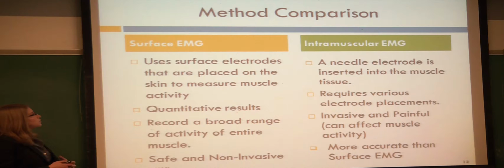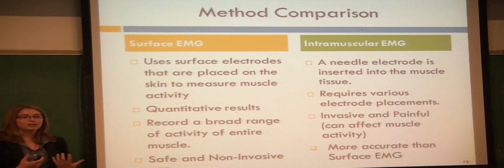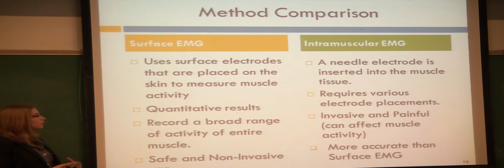The surface EMG uses electrodes placed on the skin to measure the electrical activity. Its quantitative results record a very broad range of the muscle. It's very non-invasive and very safe, unless, of course, you have a metal allergy to silver.